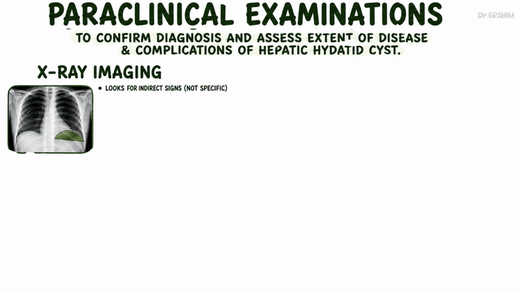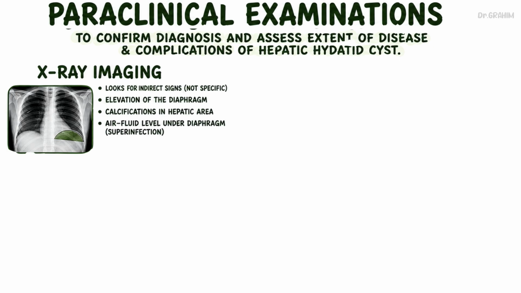Although not specific, it can provide important clues, such as an elevation of the diaphragm caused by the compression exerted by a large cyst on surrounding organs. Calcifications in the hepatic area. These appear when the cyst is old or undergoing fibrosis. An air fluid level under the diaphragm, often visible in cases of superinfection.